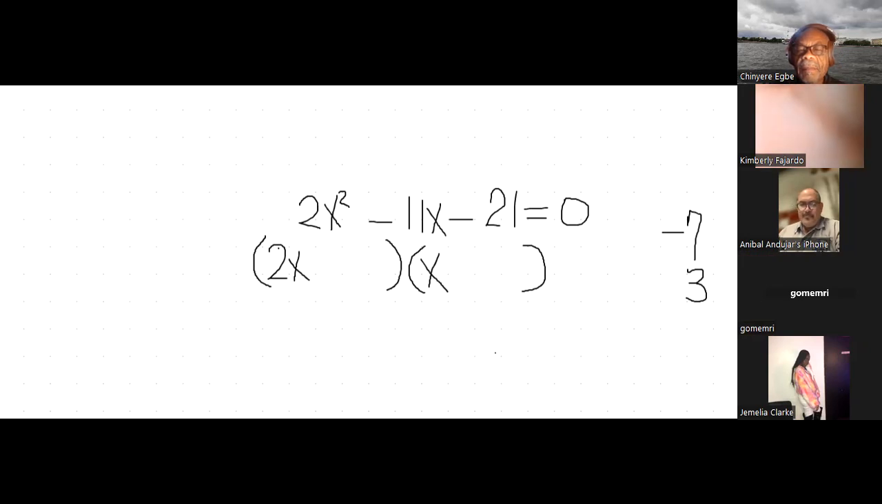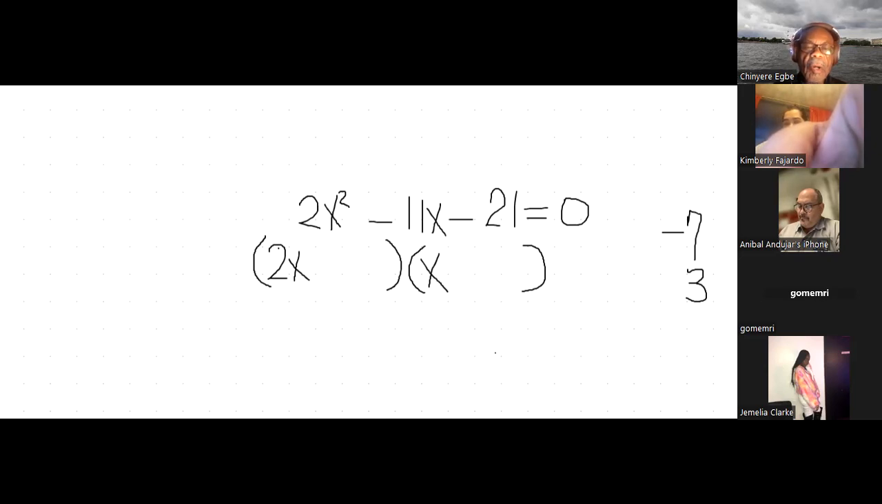All right. So 2 times 7 is 14. Okay. And if you take minus 14 plus 3, you get minus 11. Because if you take 2 times 7, you get 14. If you take 3 times 1, you get 3. Is that correct? Yeah. So minus 14 plus 3 will give you minus 11.